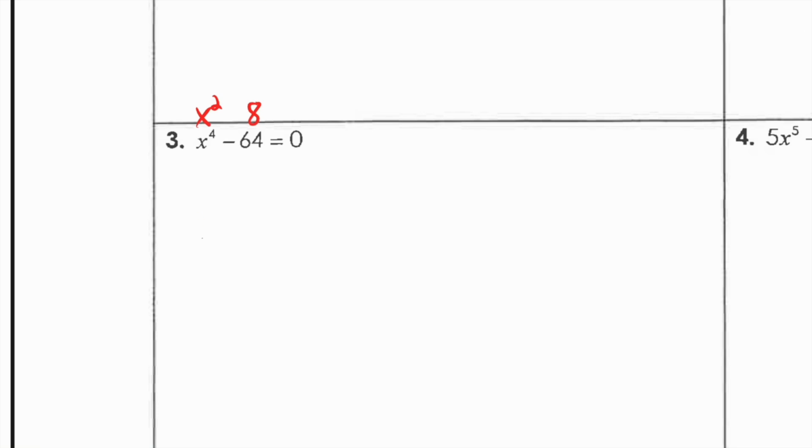So we do x squared minus 8, x squared plus 8 equal to 0. And because we have no b term for each of these, I can just go ahead and set these each equal to 0. x squared minus 8 equals 0.